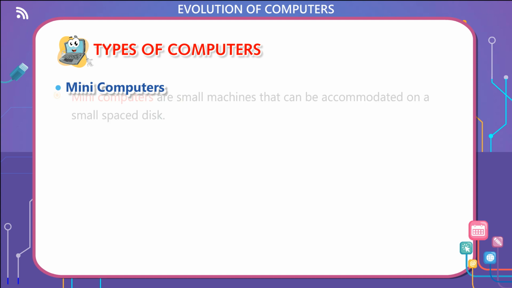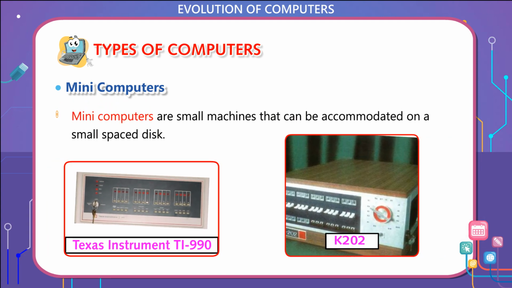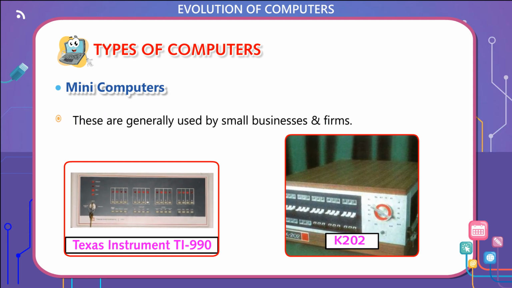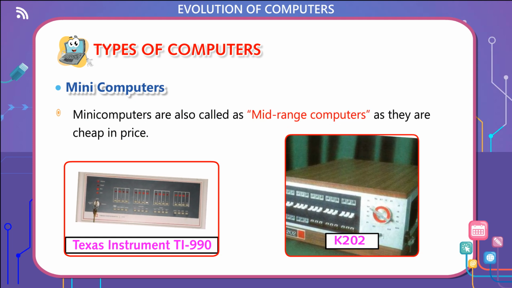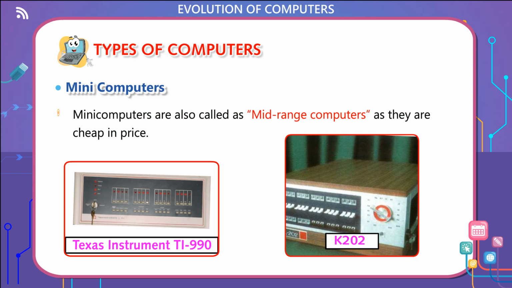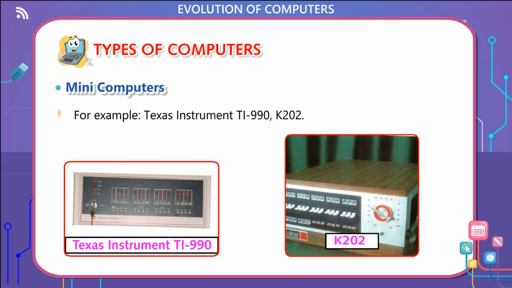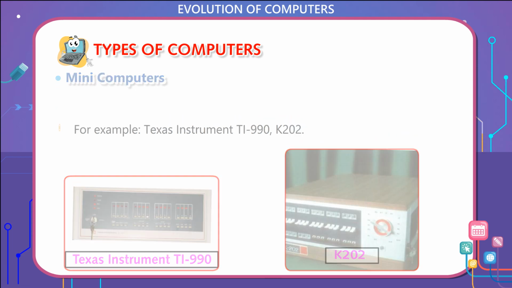Mini computers. Mini computers are small machines that can be accommodated on a small spaced disk. These are generally used by small businesses and firms. Mini computers are also called mid-range computers as they are cheap in price. For example, Texas Instrument TI 990 K202.